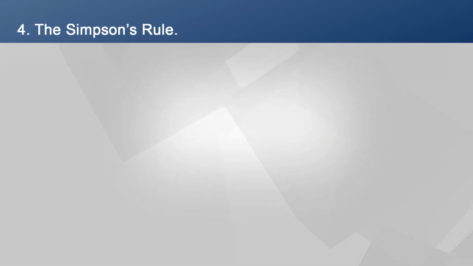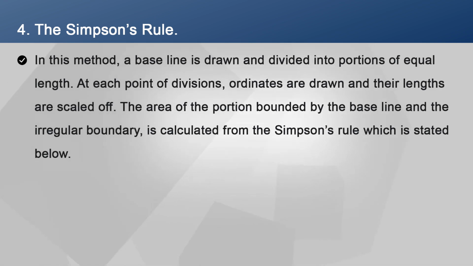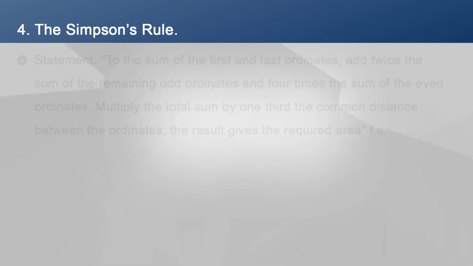The last and very important one is Simpson's rule. In this method, a baseline is drawn and divided into portions of equal length, like we have done earlier also. At each point of division, ordinates are drawn and their lengths are scaled off using the same scale which is used for the baseline. The area of the portion bounded by the baseline and the irregular boundary is calculated by Simpson's rule, which is stated below like this.